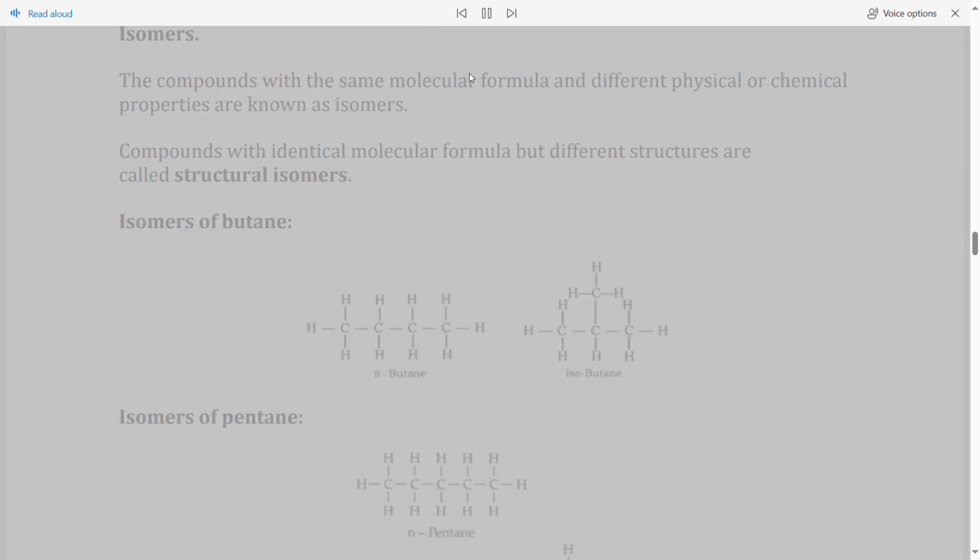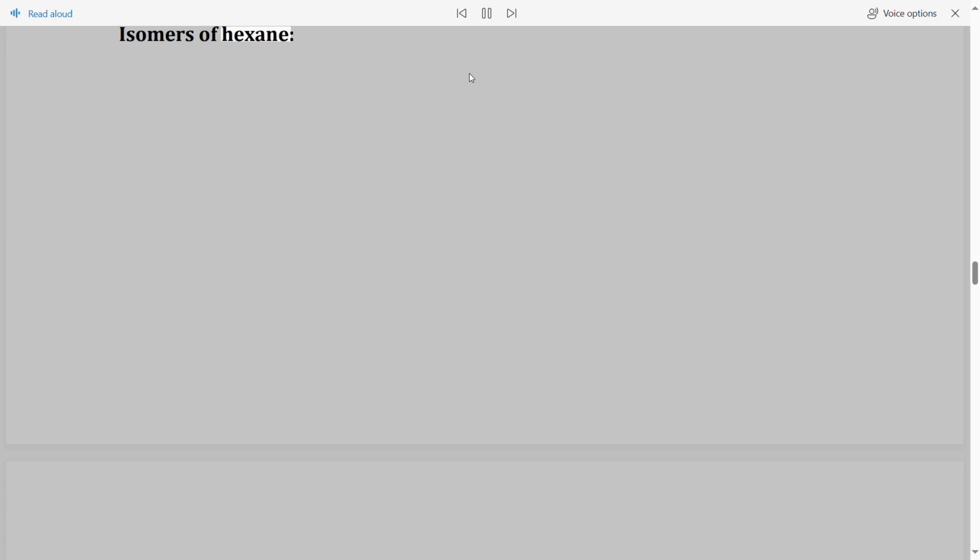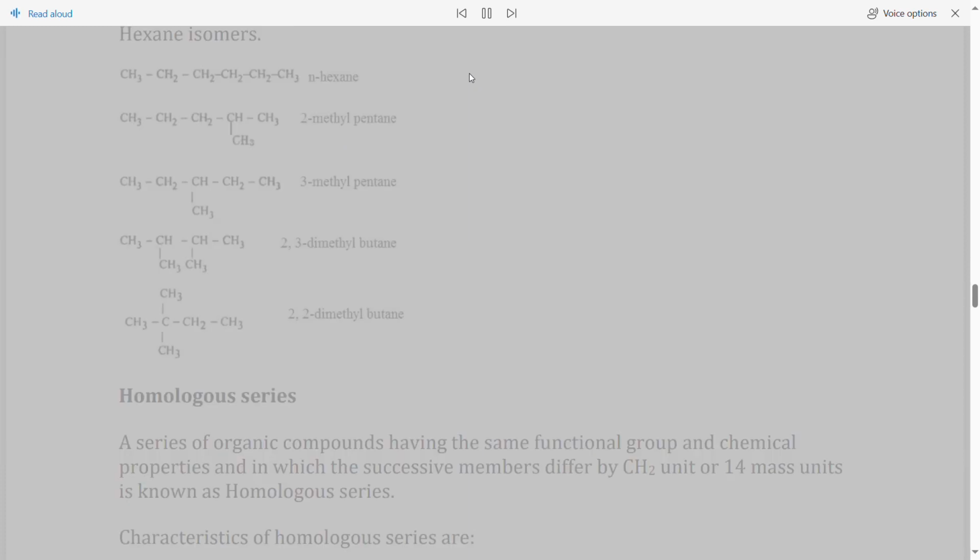Isomers. The compounds with the same molecular formula and different physical or chemical properties are known as isomers. Compounds with identical molecular formula but different structures are called structural isomers. Isomers of butane. Isomers of pentane. Isomers of hexane.